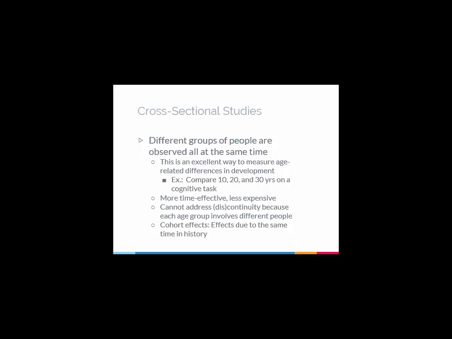But it cannot address discontinuity or continuity because each age group involves different people. Cross-sectional studies also might suffer from cohort effects. These are problems here where differences between age groups or cohorts may result as easily from environmental events as from developmental processes.